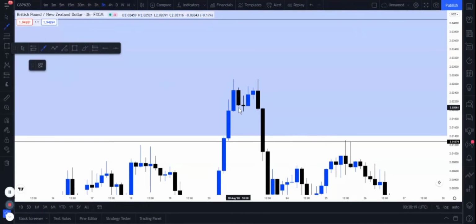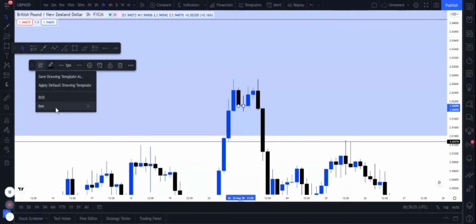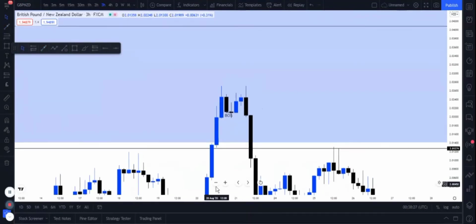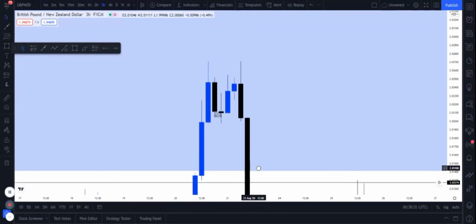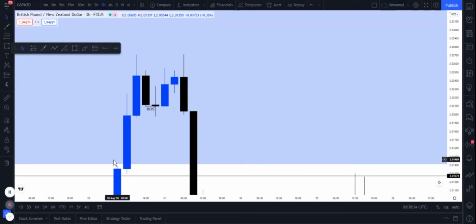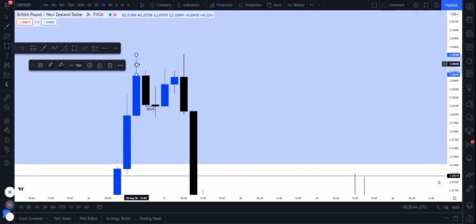So lo and behold, this could have been a nice break of structure. This is something I've been doing for years. So I know that's a break of structure and a move back inside this S&D zone, into the demand zone.